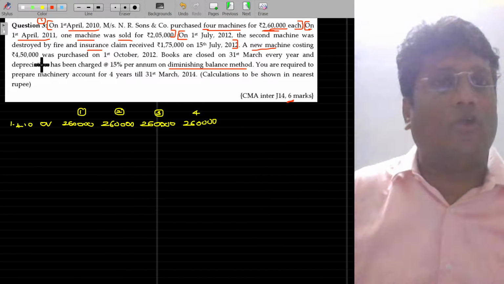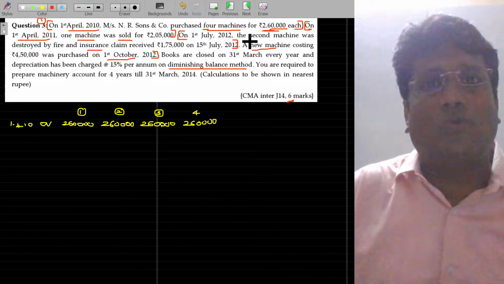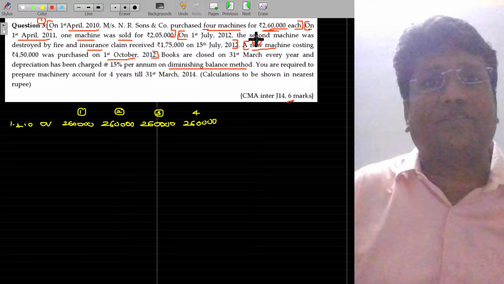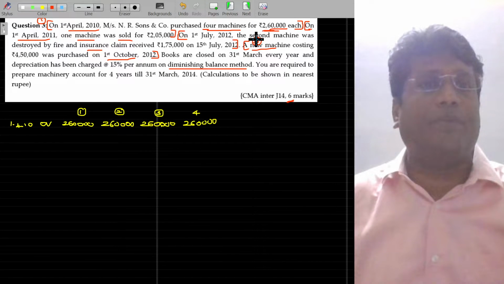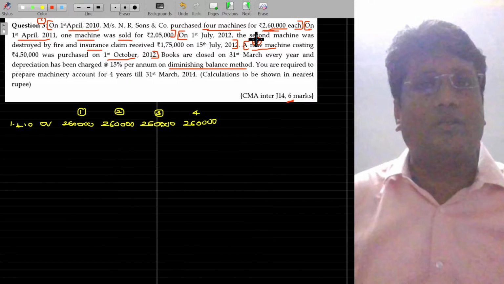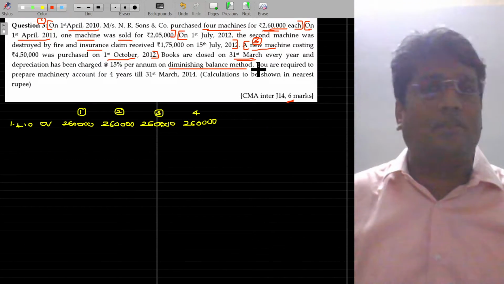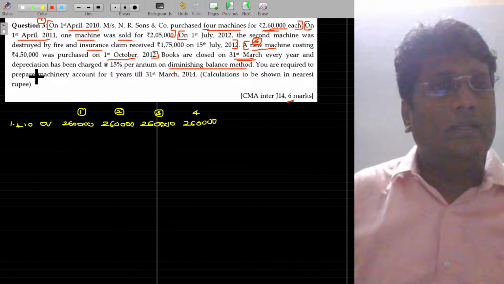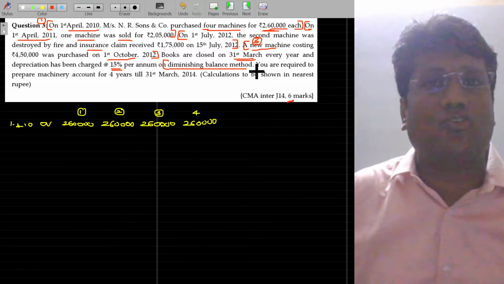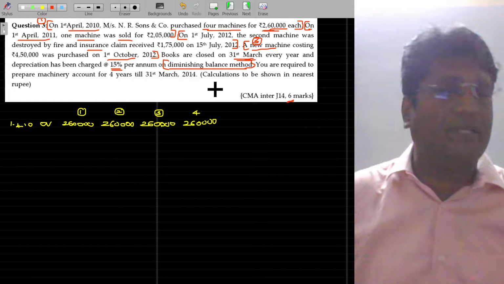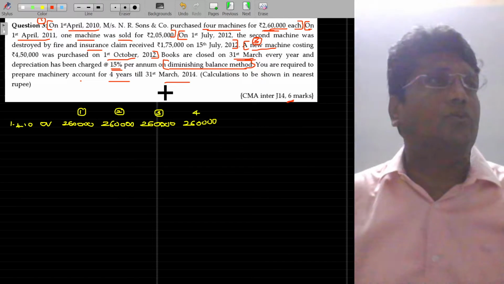And a new machine costing 4.5 lakhs was also purchased on 1st October 2012. This also happens in the third year. In the third year, 2 things happen: one is the fire accident, and in order to replace the asset destroyed in the fire, we purchased one more asset on 1st October. The books are closed on 31st March every year, so year end will be 31st March every year. Depreciation has been charged at the rate of 15% per annum under diminishing balance method. You are required to prepare the machinery account for 4 years till 31st March 2014.